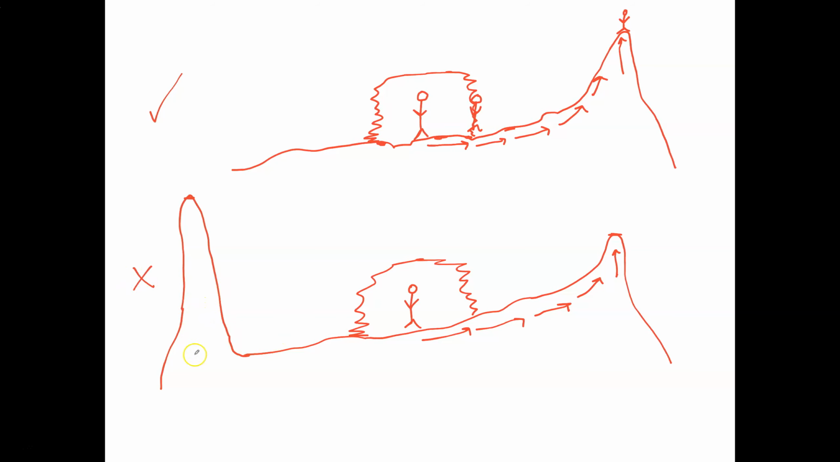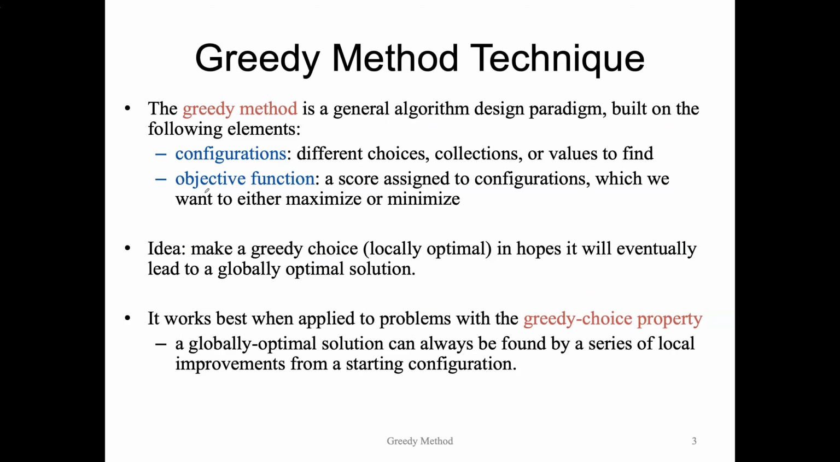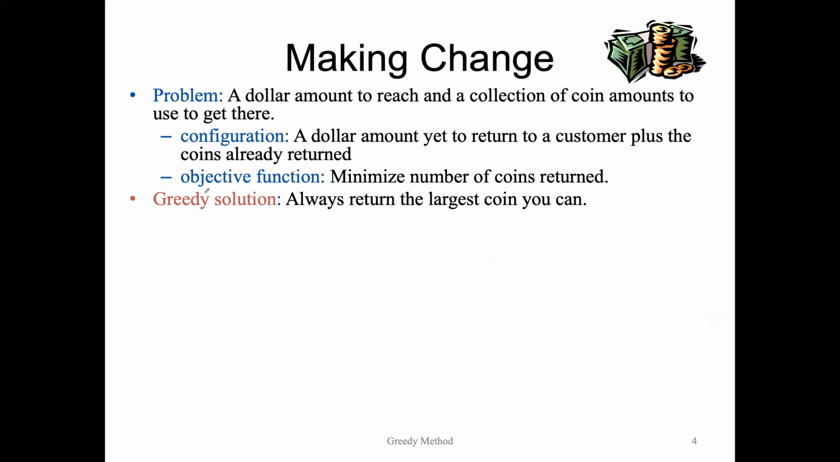So in this case, this doesn't have the greedy choice property because we have a global optimal solution which isn't a local optimal solution. So this just gives a general idea of how the greedy method works. So let's see it applied to one problem that you've probably seen before, which is making change.